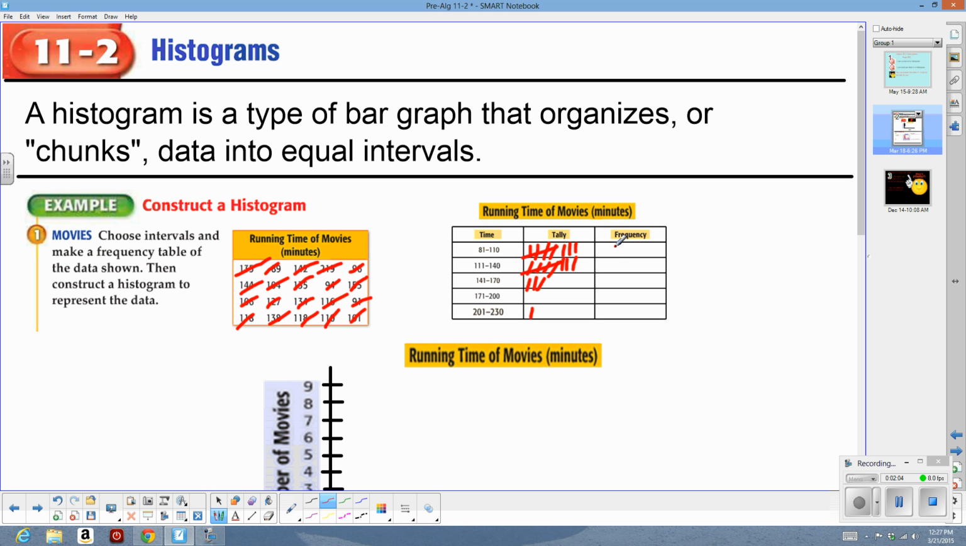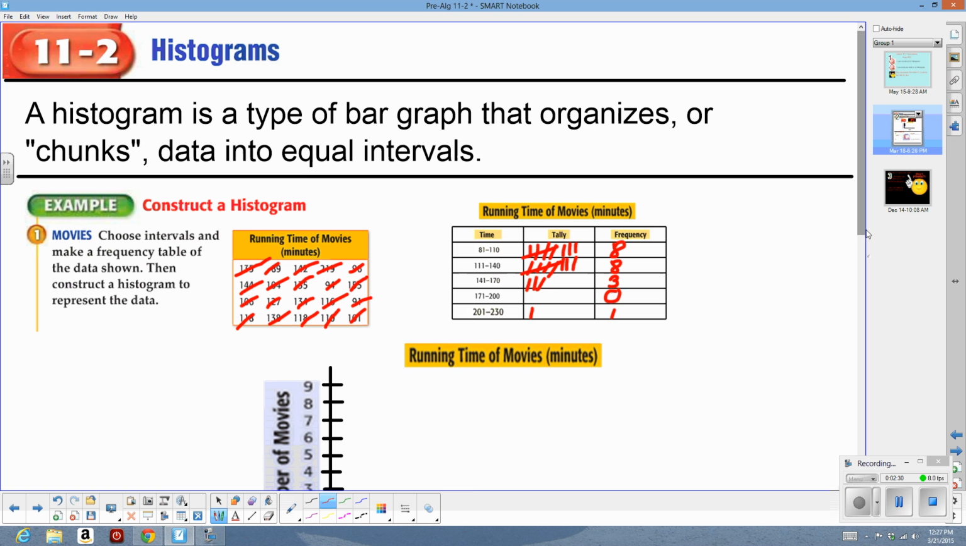So there were 8 movies total that were 81 to 110 minutes long. There were 8 movies that were 111 to 140 minutes long, 3 movies that were 141 to 170 minutes long, 0 that were 171 to 200 minutes long, and 1 movie that was between 201 and 230 minutes long.